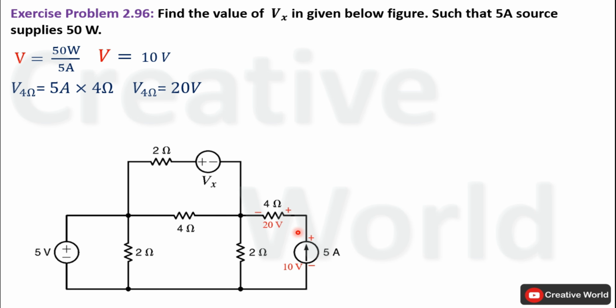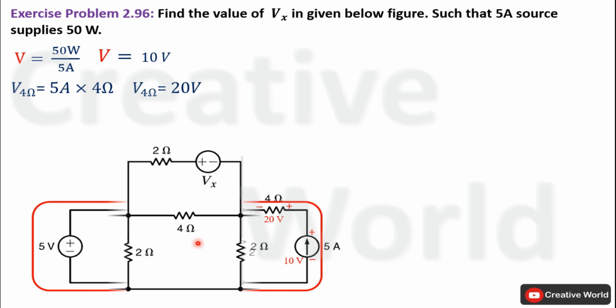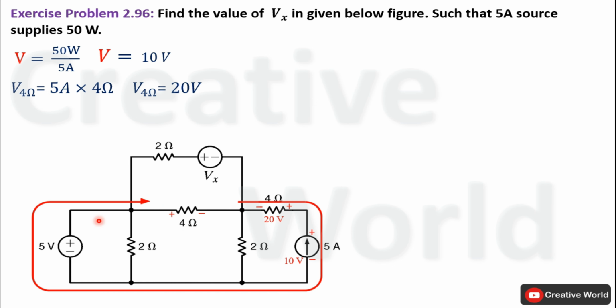Now we will apply Kirchoff's voltage law through this loop to calculate voltage across this 4 ohm resistance. For that purpose, we will assume the direction of current in clockwise direction and according to this assumed direction of current, polarity notation across this 4 ohm resistance is marked. Now write KVL equation for this closed loop.